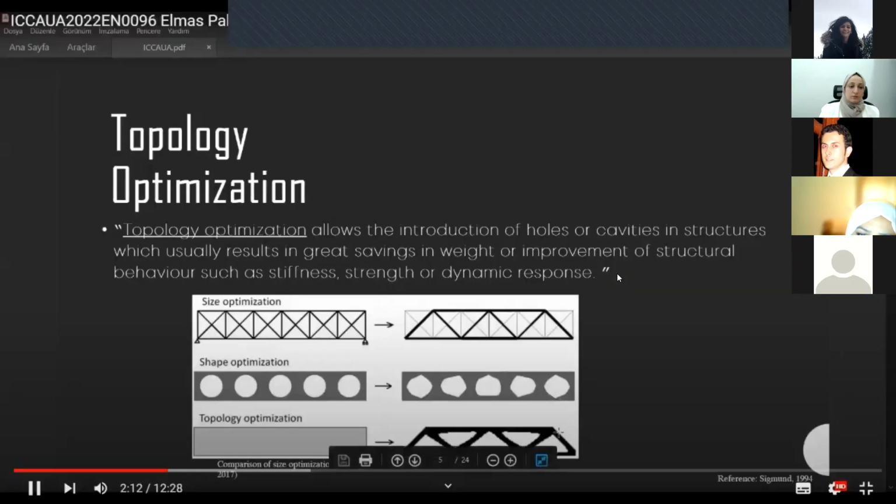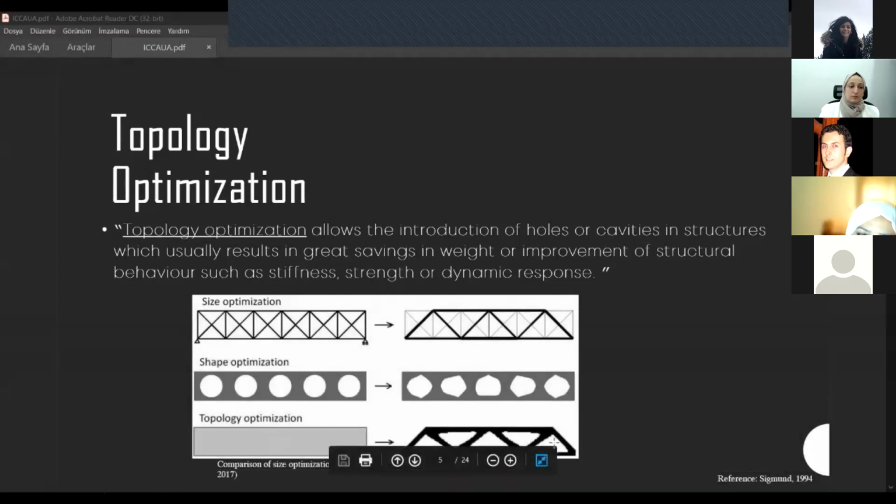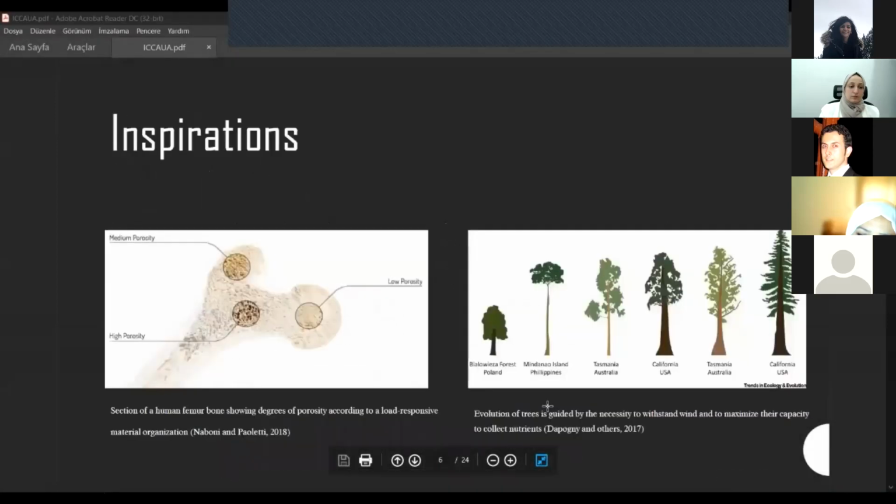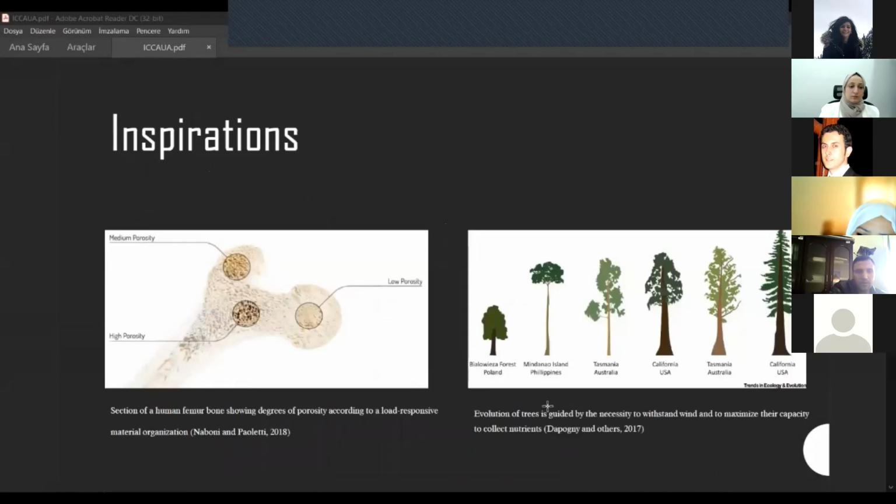And finding the optimal form according to the parameters determined on mass is topology optimization. The inspiration for this work actually comes from nature itself. For example, when we examine a bone structure, it's seen that the porosity changes according to the load distribution. Likewise, it's seen that the trees growing in different regions are shaped according to the climate of the region. It's seen both for the bone structure and in the example of trees that these formations are in the exact shape they should be, neither more nor less.